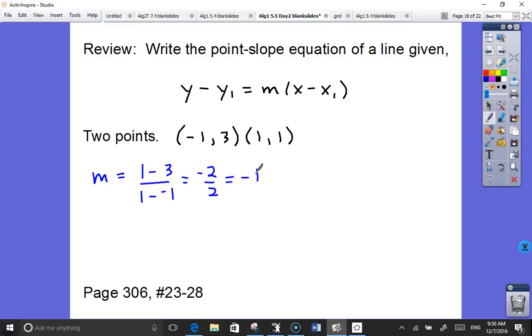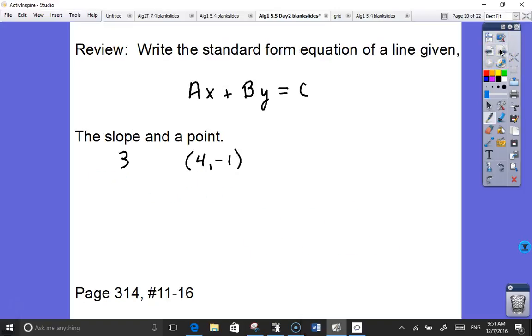We have to find the point-slope form of the line. Pick a point, right? Doesn't matter which one, pick a point. I'm going to use the second point because it's both positive. So y minus 1 equals negative 1, x minus 1. Now, I could have picked the other point and still been right. I could have had y minus 3 equals negative 1, x plus 1. Either one of those is correct. 2 possibilities. Okay, what if I solve both of them for y? They would be exactly the same, right? They look different in this form, but they wouldn't be different if we put them into slope-intercept form.